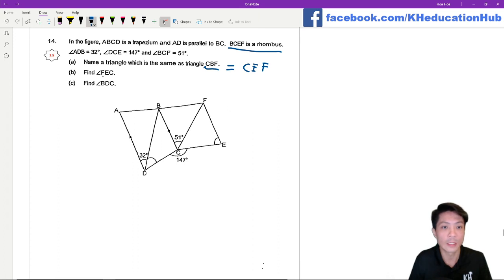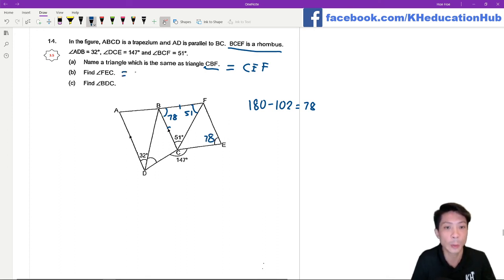Next, we're going to find angle FEC. This is going to be an isosceles triangle. So this is 51, which means that this is 180 minus 102, which is 78. So here is 78. In a rhombus, the opposite angles are the same, so over here is also 78. So angle FEC is equal to 78.